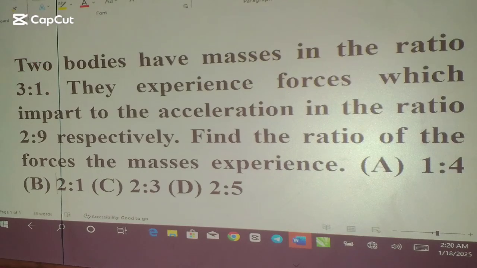The question says two bodies have masses in the ratio 3:1. They experience forces which impact the acceleration in the ratio 2:9 respectively. We're to find the ratio of the forces the masses experience, right? A, we have 1:4. B, we have 2:1. C, we have 2:3. And then D, we have 2:5.